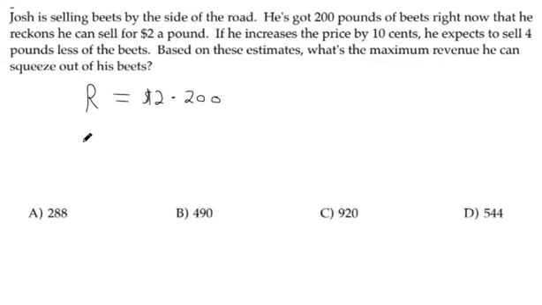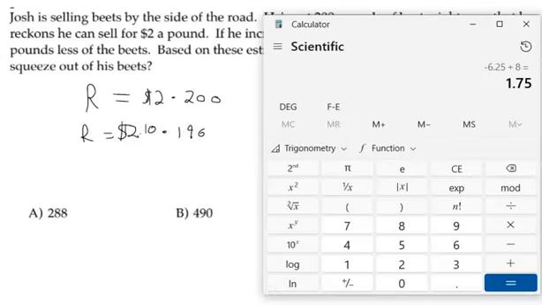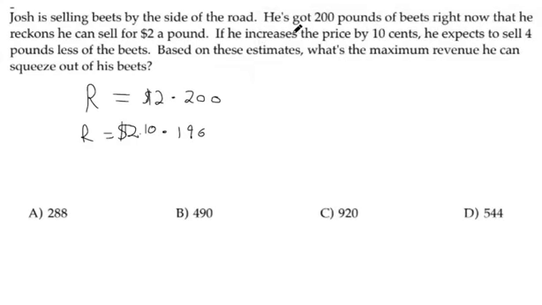But Josh said, hey, what if I increase the price by 10 cents? So if I make it $2.10, I lose 4 pounds less. What happened to our revenue? $2.10 times 196. Revenue went up by $11.60, right? So we want a function, that way we can maximize it, because it's probably going to be a quadratic since we keep doing that in this unit. So here's the function you want to do.